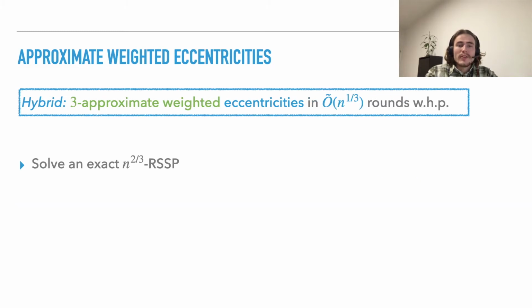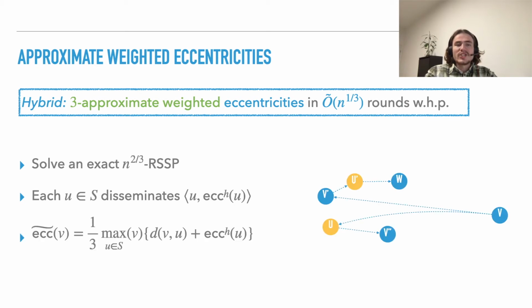The trick from the previous slide won't work for computing weighted eccentricities, as in the proximity of some skeleton nodes there may be a very heavy edge, which breaks the approximation factor. In order to fix this problem, each skeleton node disseminates the distance to the farthest node in its roughly n to the one third hop neighborhood. Then each node approximates its eccentricity as the maximum over the sum of distances to the skeleton node and the farthest node nearby that skeleton node. This leads to an approximation factor of 3 in roughly n to the one third rounds.